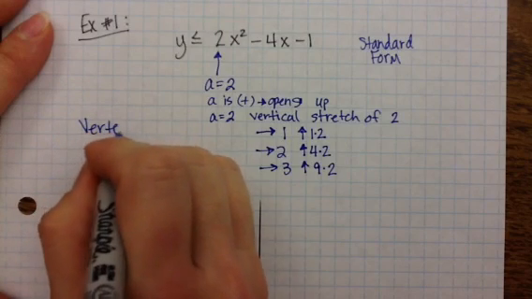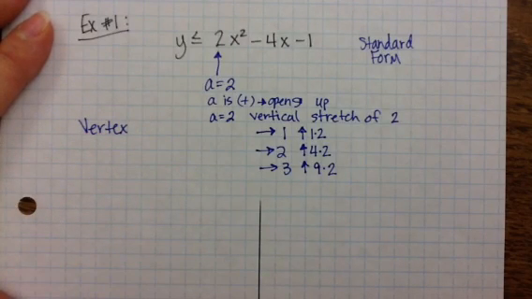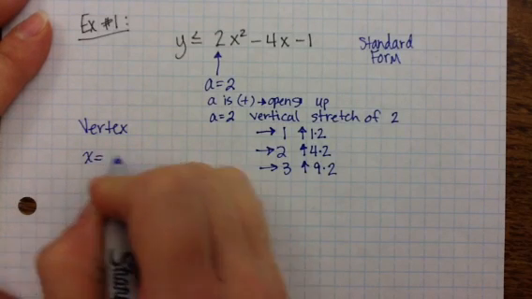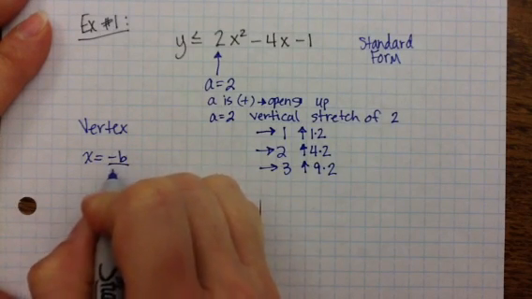So then that just really leaves me needing to find my vertex. So we'll go ahead and find the vertex. Now since it's in standard form, the x-coordinate of the vertex is going to be the opposite of b over 2a.